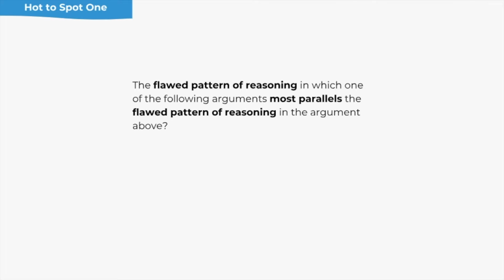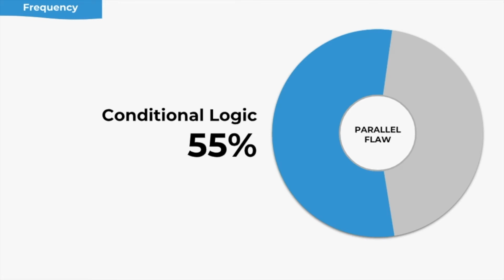Or you might see language like this: the flawed pattern of reasoning in which one of the following arguments most parallels the flawed pattern of reasoning in the argument above. Pretty obvious that you're looking at flawed reasoning and you're looking for one that parallels the flawed reasoning above. Or the flawed pattern of reasoning in which one of the following arguments most closely resembles the flawed pattern of reasoning. So in each of these cases, essentially what we have is flawed reasoning, and they're also telling us that we're looking for an argument that either parallels or is similar or resembles the argument in the stimulus.